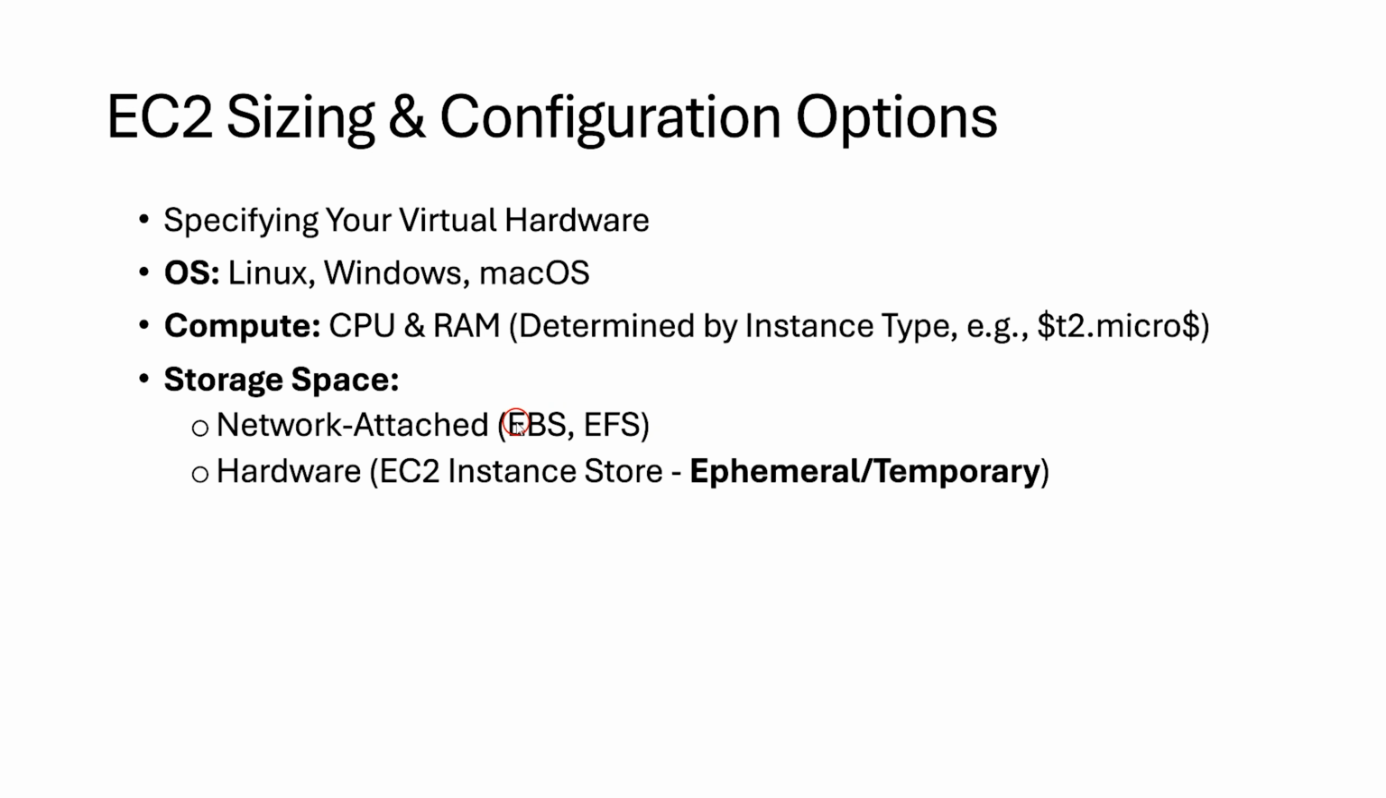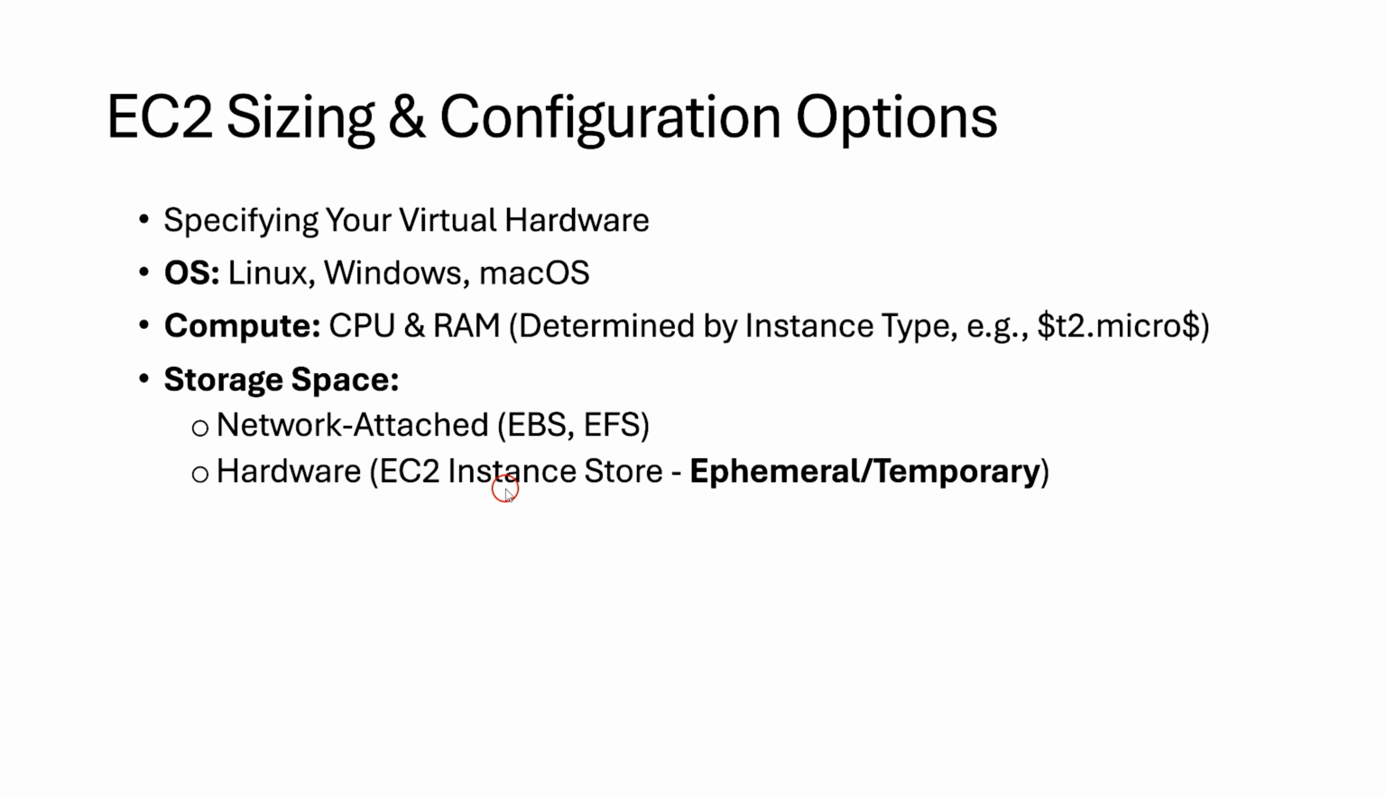So there are services like EBS, Elastic Block Service, and EFS, Elastic File Service. So we'll discuss it later. These are persistent external storage like traditional hard disks, right? And you can detach or reattach. These are network attached.